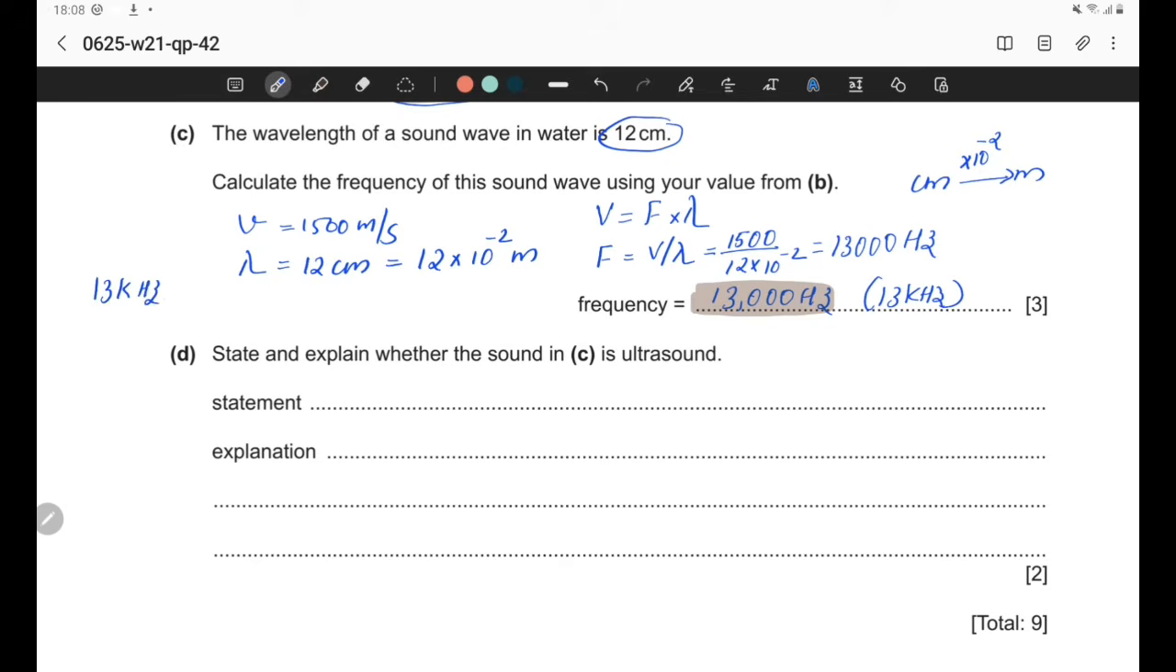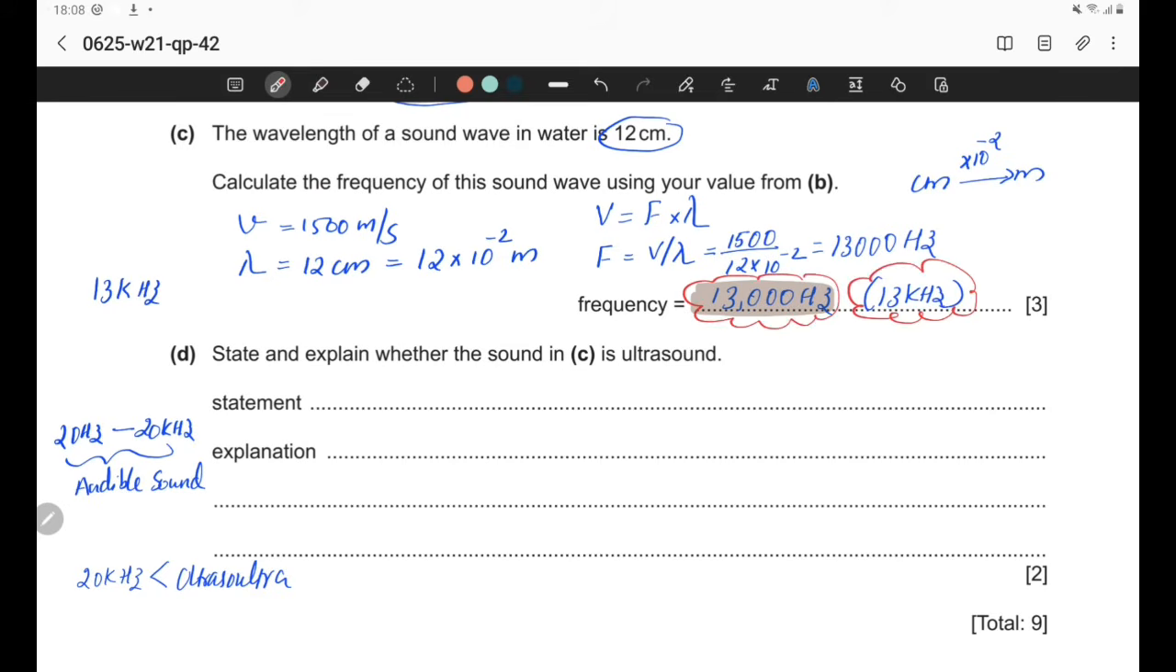So here we need to know that the sound waves in the range of 20 hertz to 20 kilohertz belong to audible sound wave, and any sound waves which are greater than 20 kilohertz belong to ultrasound. So here the frequency is only 13,000 or 13 kilohertz, which is smaller than 20 kilohertz. So we can write this belongs to audible sound wave.